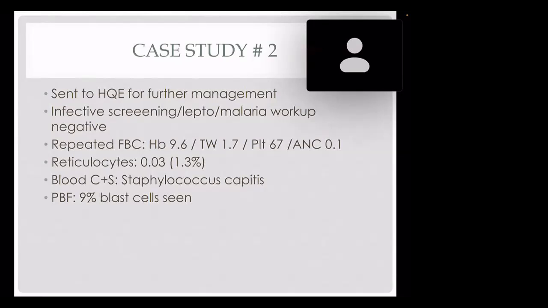So this should raise red flags on whether this can be an acute leukemia presenting with pancytopenia. It must be noted that not all leukemias present with high cell counts. They can also present with very low cell counts of all cell lines because of the bone marrow infiltration.